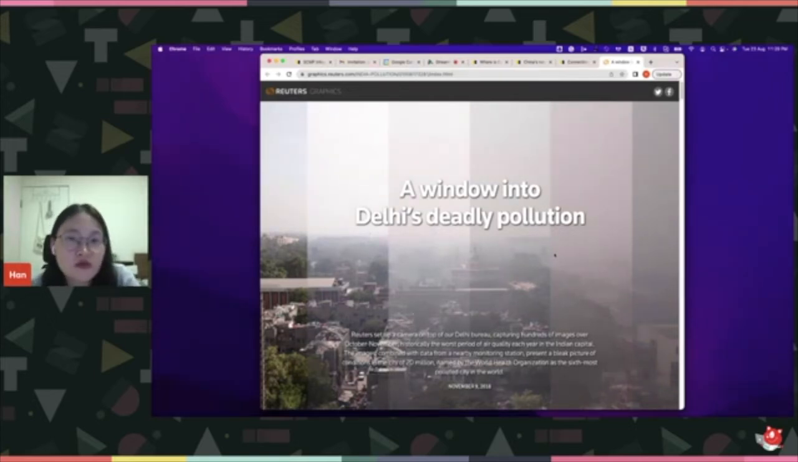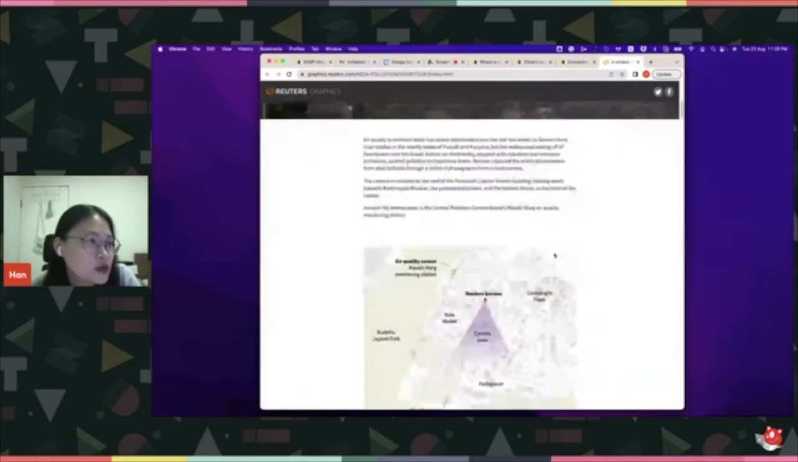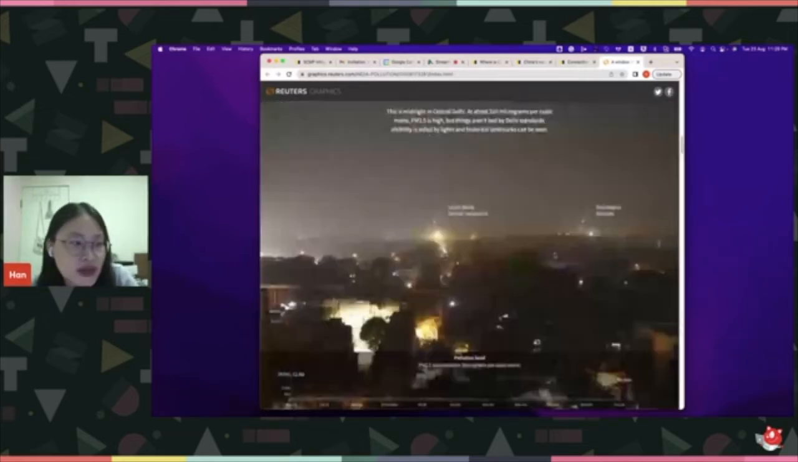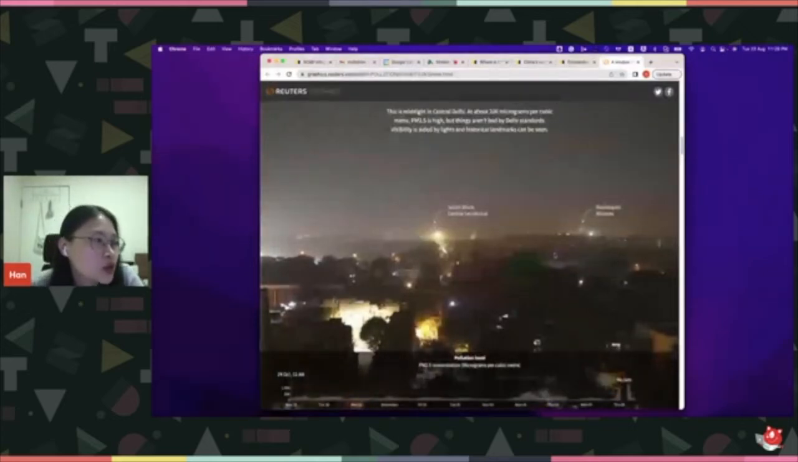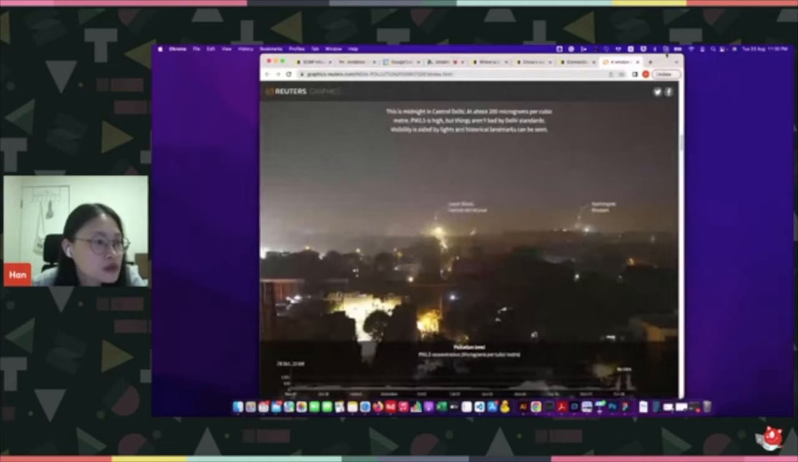So with the help of the colleague, we collected around hundreds of photos, and then we compiled them into a very short video. We also gathered data from the Indian government about the actual real-time PM 2.5 data. So we built a D3 chart. We built a little chart here.